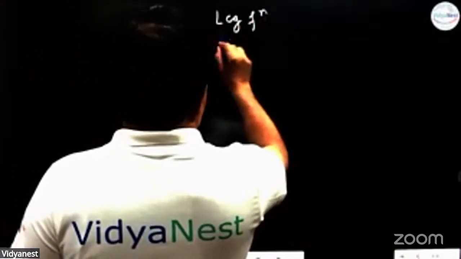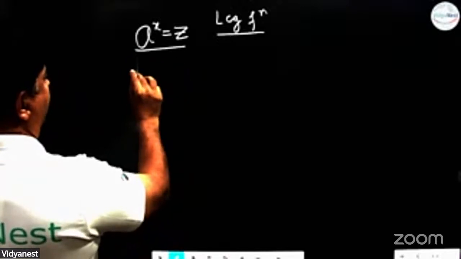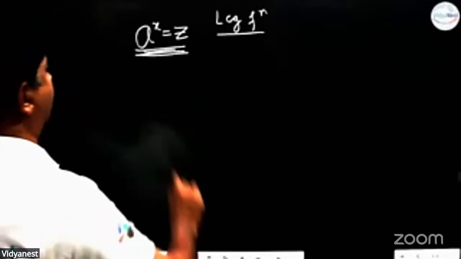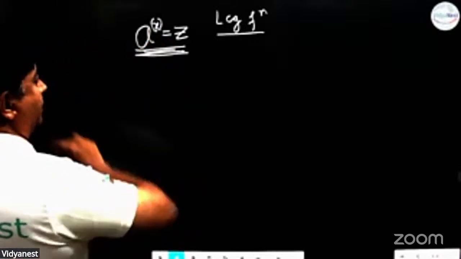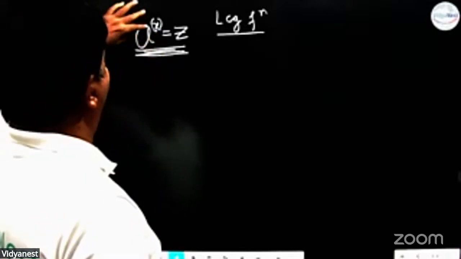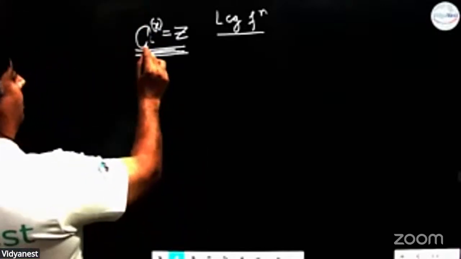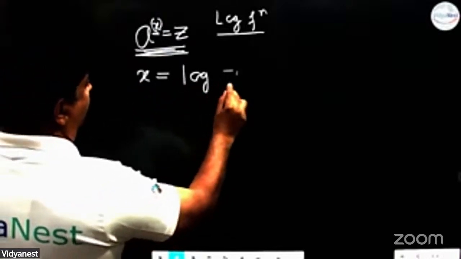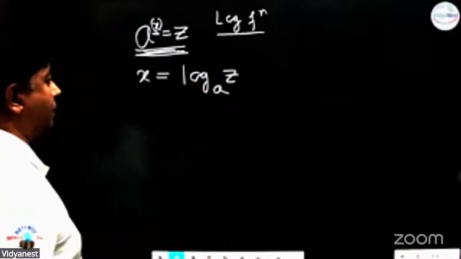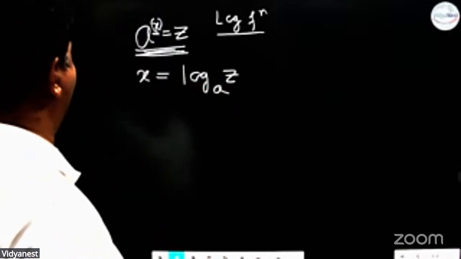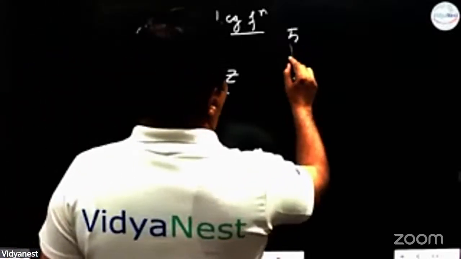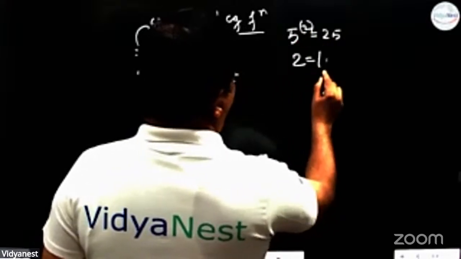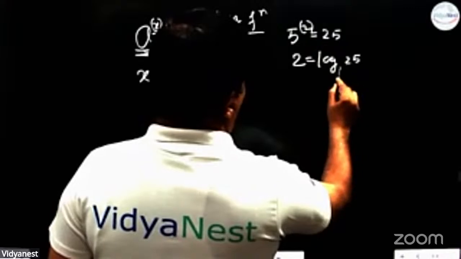Log function, logarithmic function. This is an exponent. You are taught in junior class: a to the power x is equal to z. Then how to express the power? Power will be expressed by the operator log: log of z to the base a. Suppose you have 5 square is equal to 25. How to express that? 2 is log of 25 to the base 5.